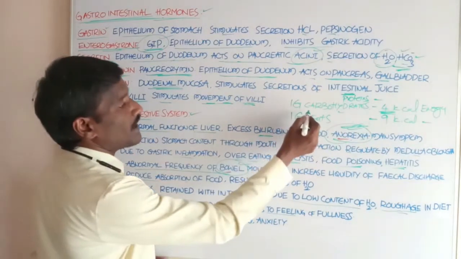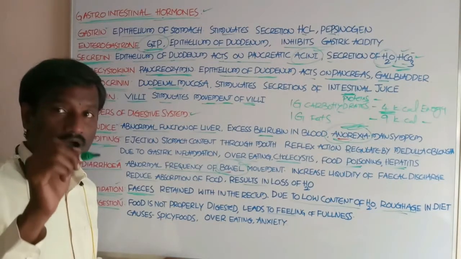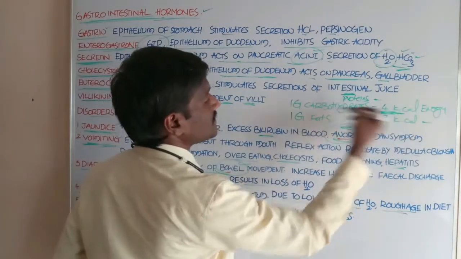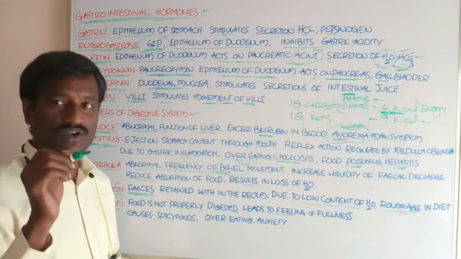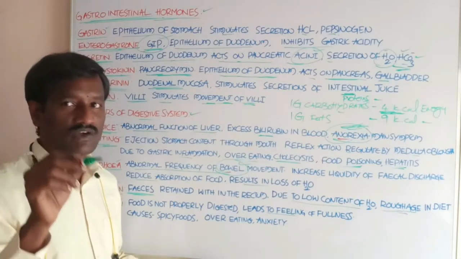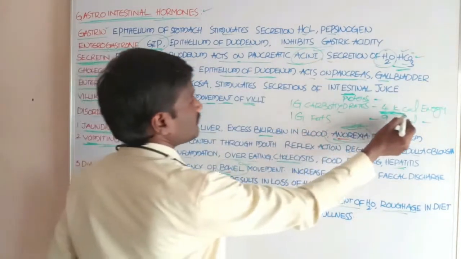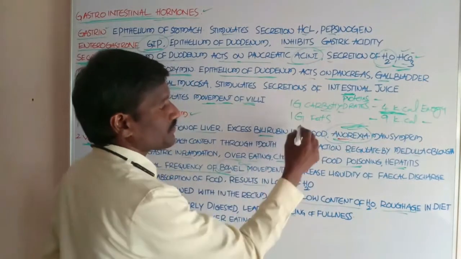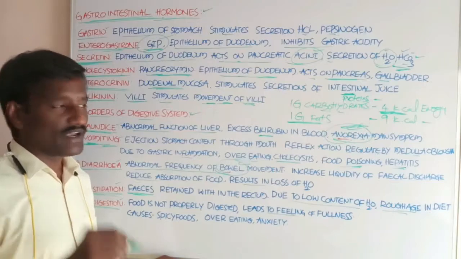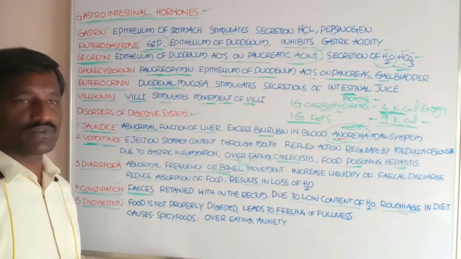In this, oxidation of 1 gram of carbohydrate yields 4 kilocalories of energy, and proteins also give the same amount of energy. Oxidation of 1 gram of protein yields 4 kilocalories of energy, same as carbohydrates, and oxidation of 1 gram of fat yields 9 kilocalories of energy. Okay students.